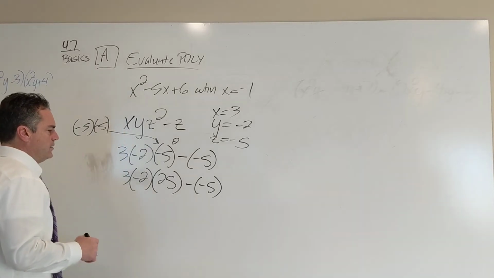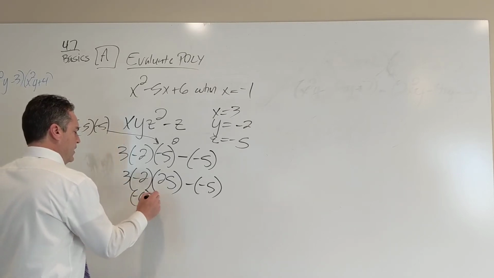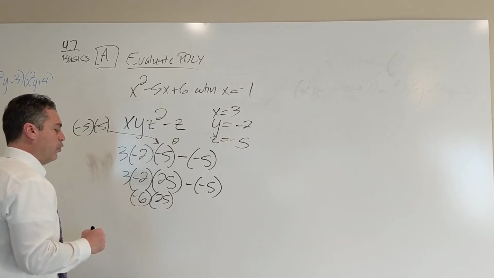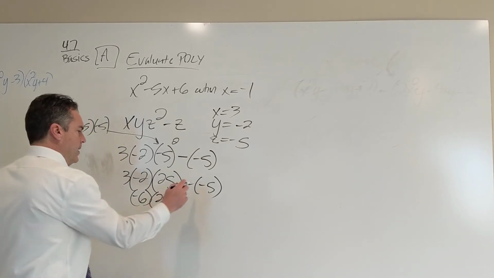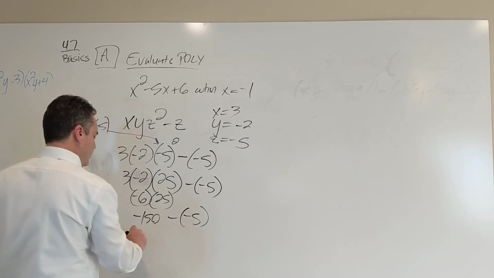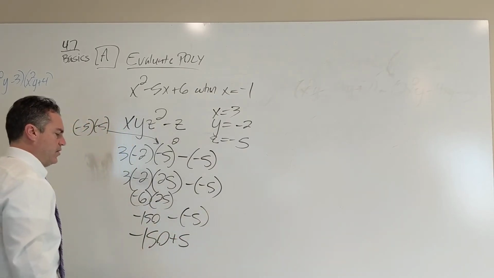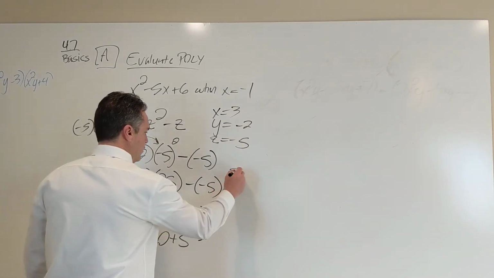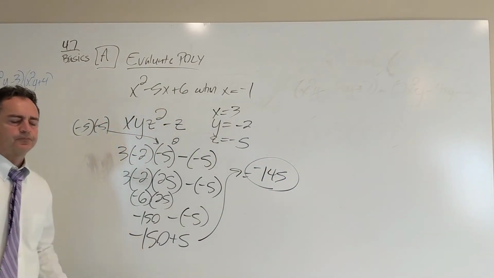So 3 times -2 is -6. And -6 times 25, do that on a calculator, you get -150. And then that'll be minus -5. Minus a minus makes -150 plus 5. You put that in your calculator and you have -145. So this is going to equal -145, and that's your answer.